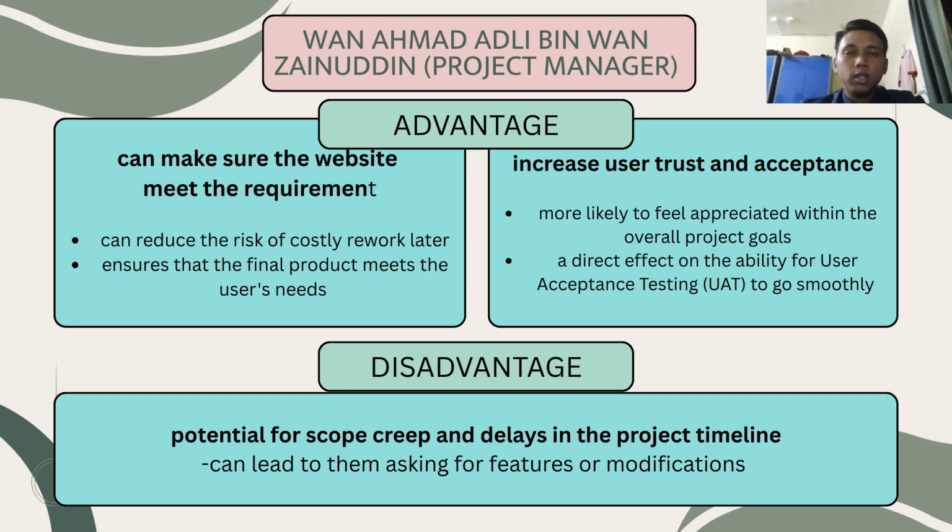A significant disadvantage of including users in the project validation and verification phase is the potential for scope creep and delay in the project timeline. Involving users can lead to them asking for features or modifications upon reviewing the system performance. As a project manager, handling these new requests during validation and verification can disrupt the project schedule and increase cost.